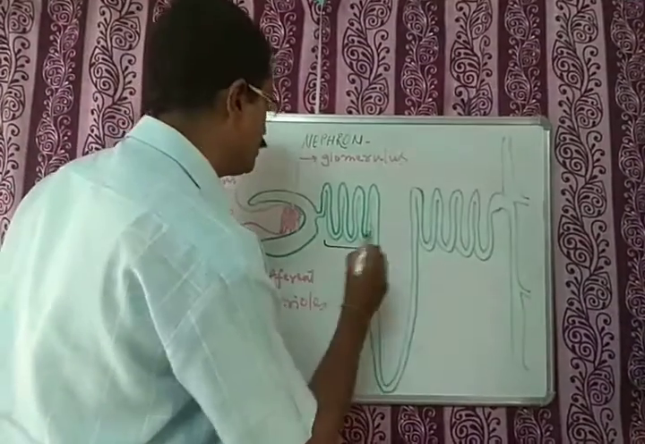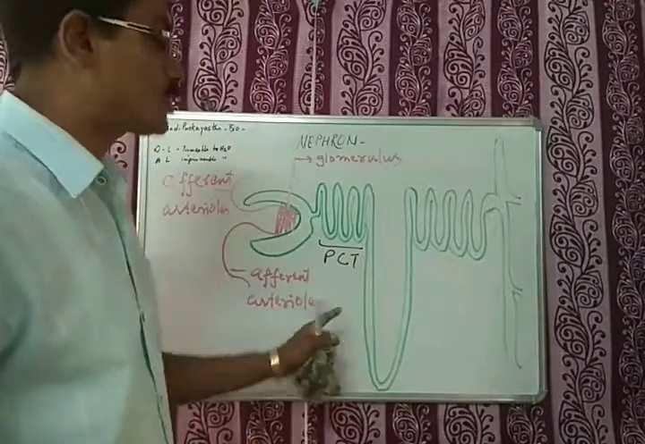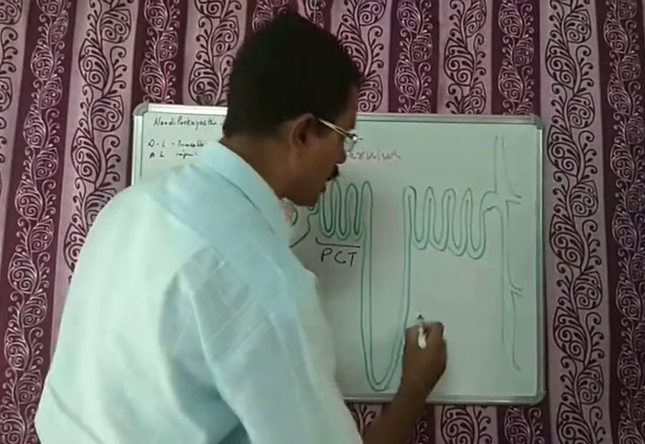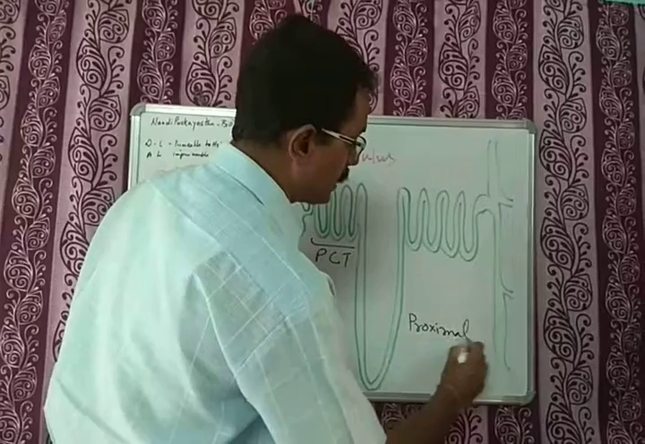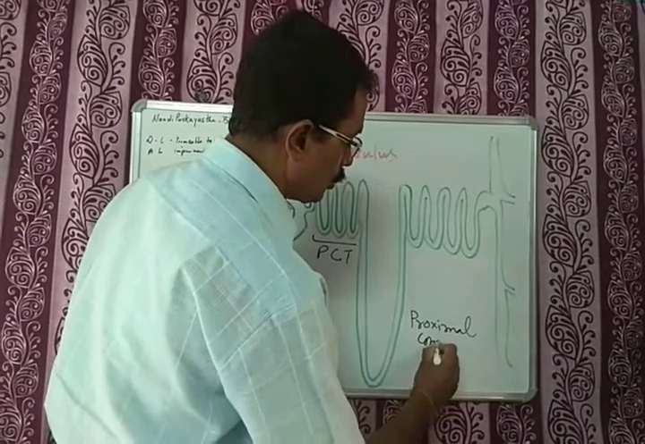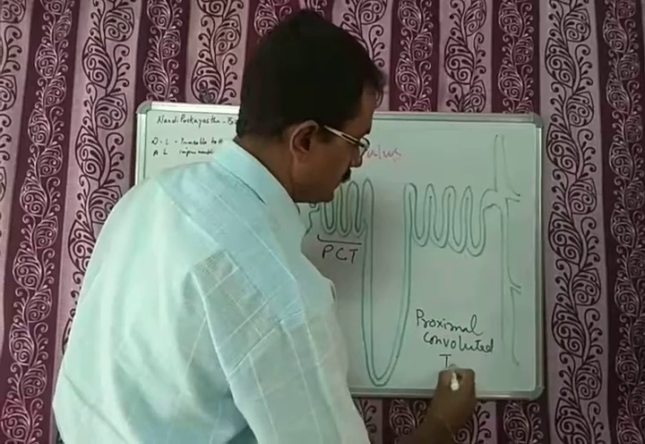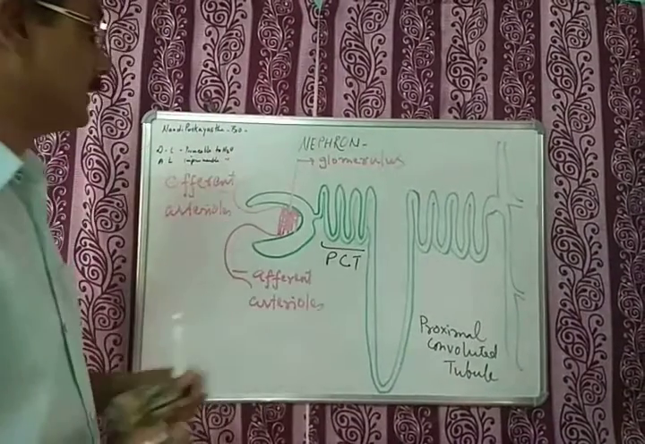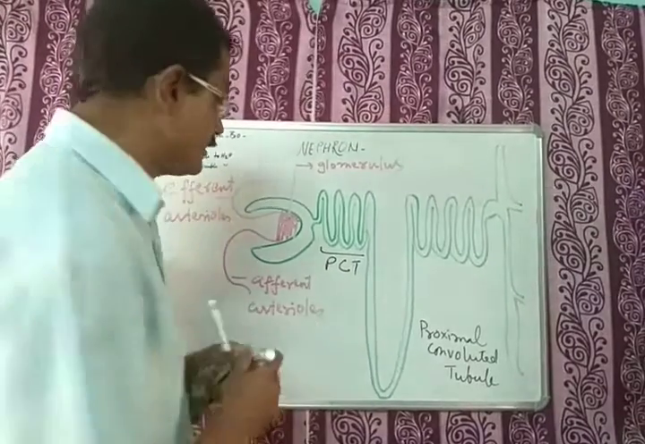And here we find the PCT. This is called the proximal convoluted tubule. Proximal convoluted tubule. Clear? Now see, try to get the point.